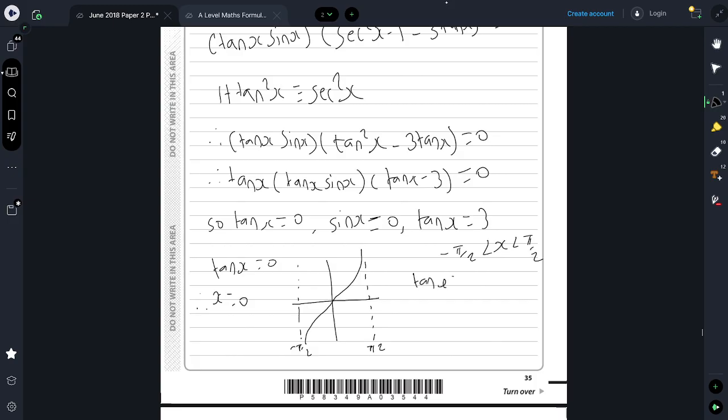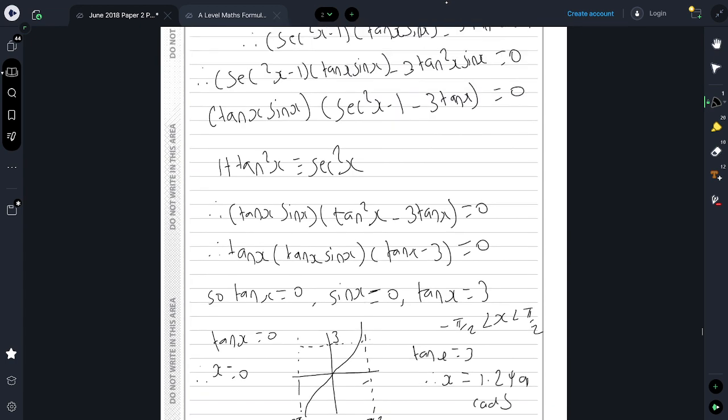Likewise, tan x is 3. Since we've got the tan graph, let's solve the other tan one. 3 is going to be about there, right? Again, there's only one solution in this interval between minus pi over 2 and pi over 2. So therefore, we'll just do the arctan of it. So arctan of 3 will get you 1.249 radians.